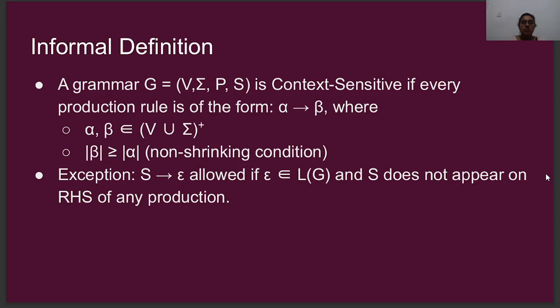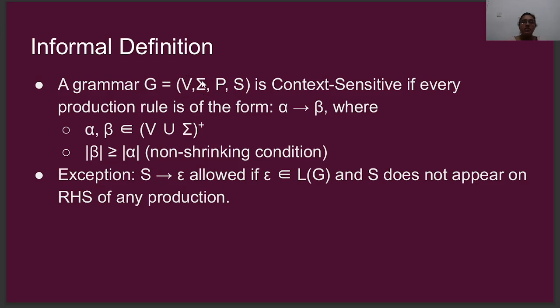Okay, it is a quadruple. G is equal to V comma sigma comma P comma S. And it is context sensitive. This grammar is context sensitive only if every production is of the form alpha tends to beta. Look at my pointer, alpha tends to beta. Where alpha and beta can be a collection of the non-terminals as well as the terminals. V is the collection of non-terminals and sigma are the collection of terminals.